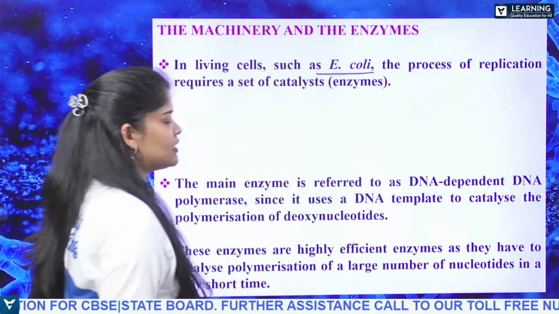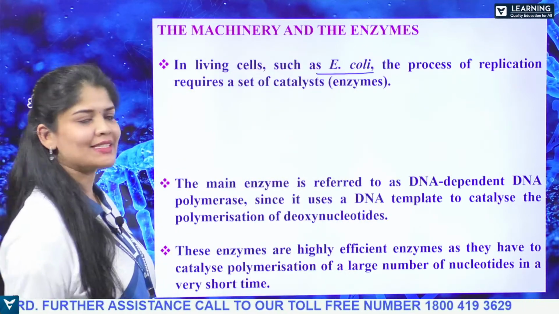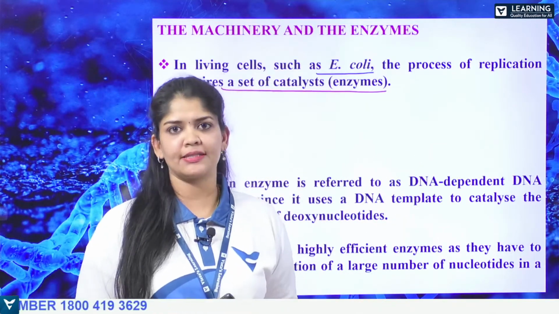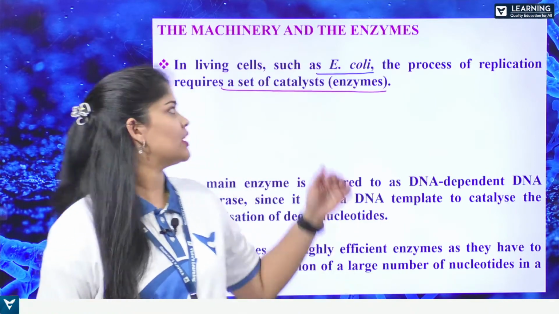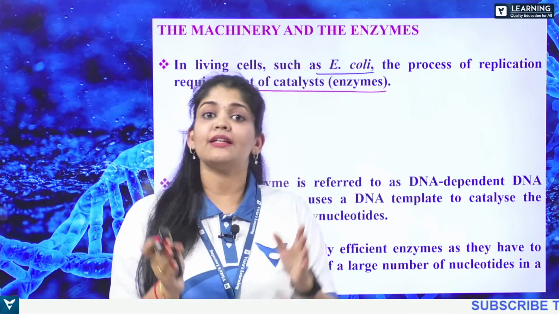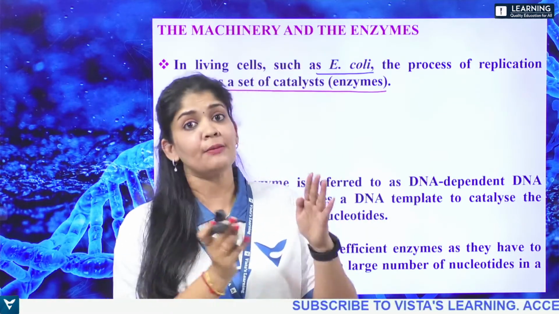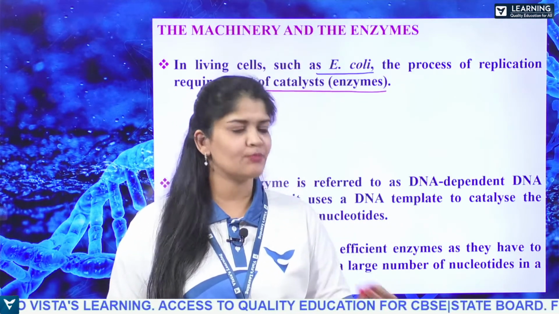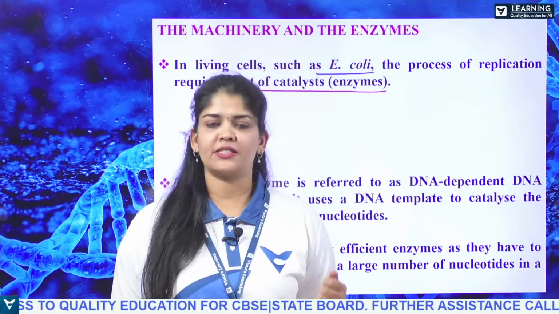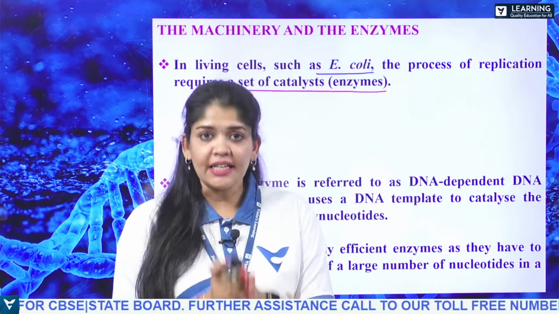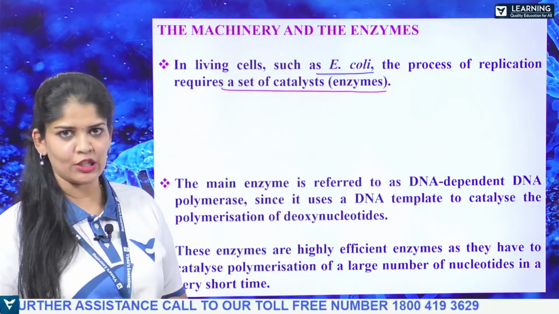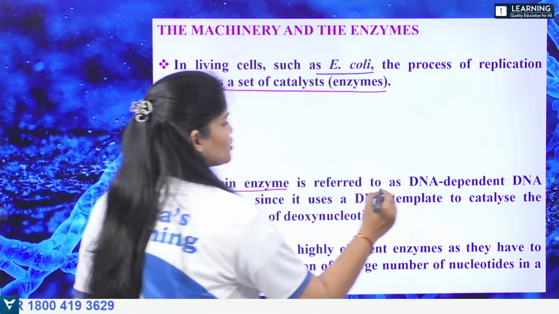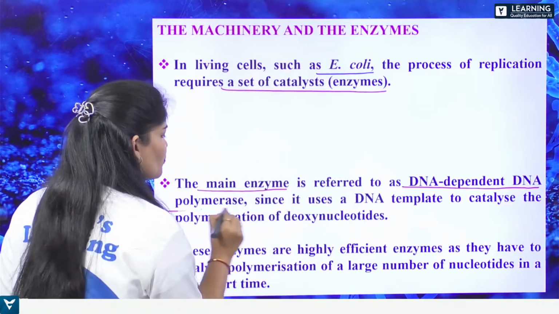And now, in living cells such as E. coli, Escherichia coli, the process of replication requires a set of catalysts, enzymes. Not only enzymes, we need protein stabilizers, protein factors, and metal ions. The list of enzymes goes like DNA polymerases, DNA helicases, DNA primases, topoisomerases, and this combination of enzymes, protein stabilizers, protein factors, and even metal ions all together are needed to perform DNA replication.